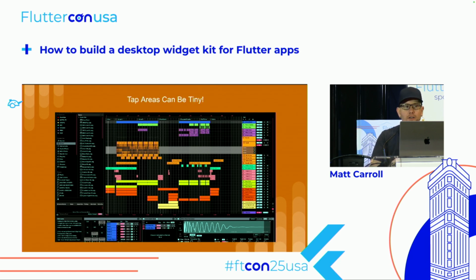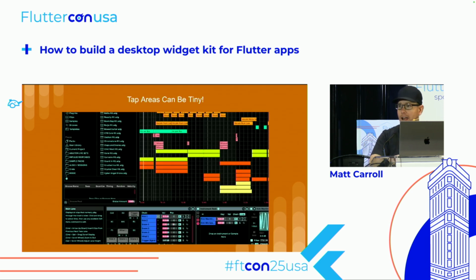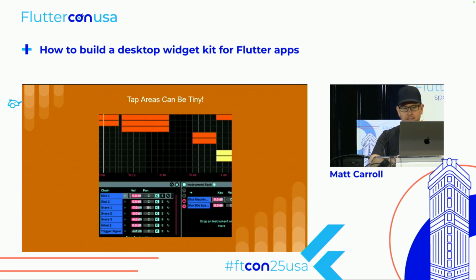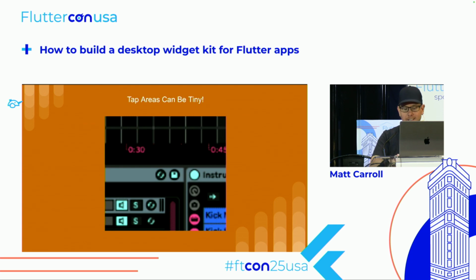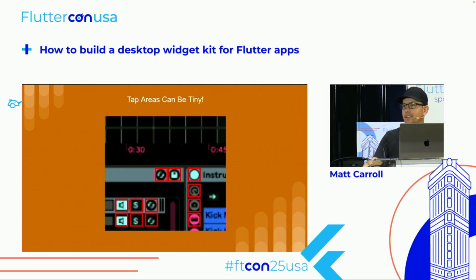Sticking with Ableton, let's talk about tap areas. We're going to use our little CSI trick here. We're going to do enhance, enhance, enhance, and look at those buttons. They are absolutely tiny. And while Ableton might have exceptionally tiny buttons, the more you look at desktop apps, the more you realize that almost every button is tiny compared to mobile. Like physically, a user would not be able to tap on these on a phone, and yet this is kind of the standard size of a button in an application like Ableton.